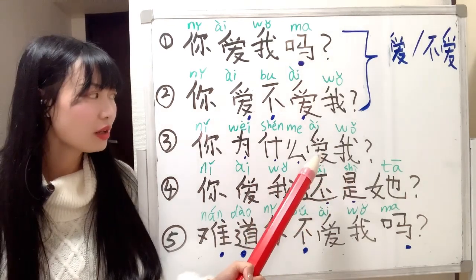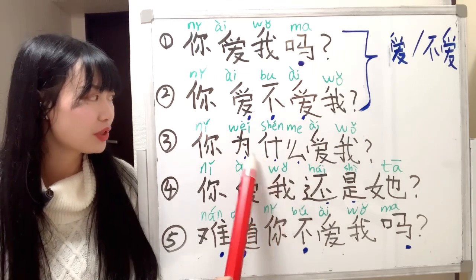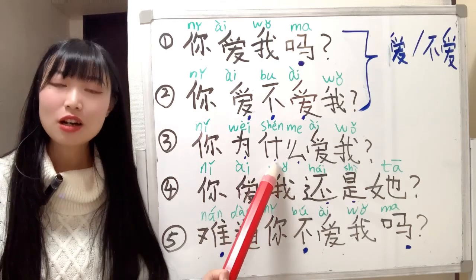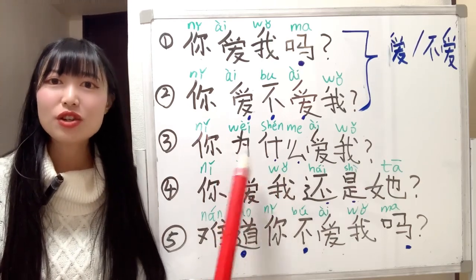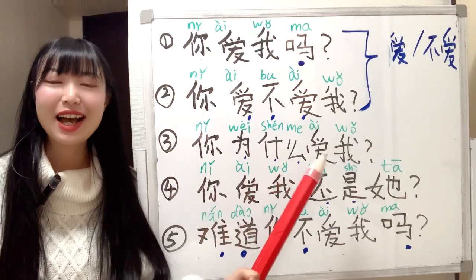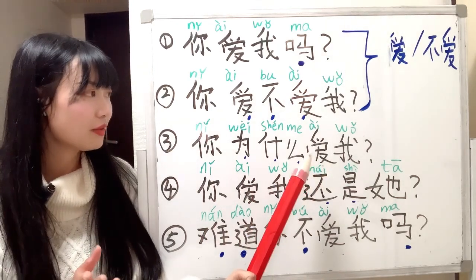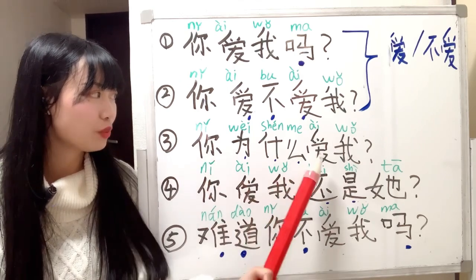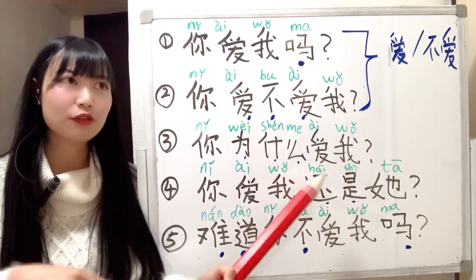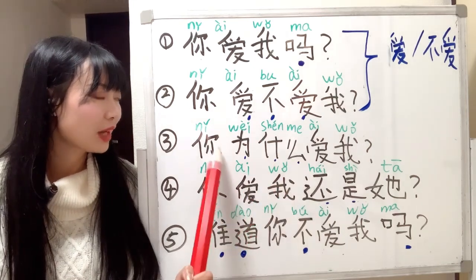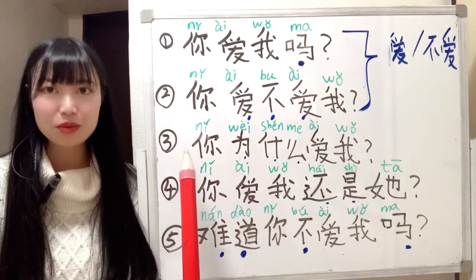And where do we put the question word? It depends. The reason is here, you can put it here. Of course, we can also say 为什么你爱我? As long as you keep the structure SVO, and it depends on the reason. If it's a reason, you can put it after the subject or before the subject.